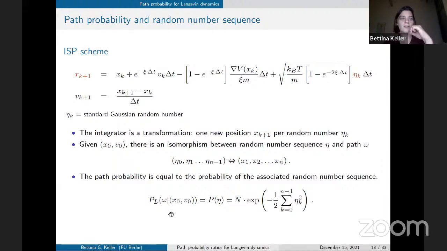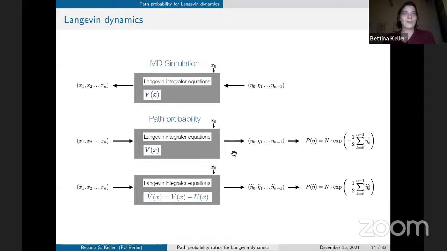And the upshot of this is that you can replace your path probability by the probability to draw this string of random numbers. And the probability to draw the string of random numbers is of course known, because we construct them to be standard Gaussian random numbers drawn from a standard normal distribution, with a probability like this. So given the random numbers, we can very easily calculate the path probability like this.